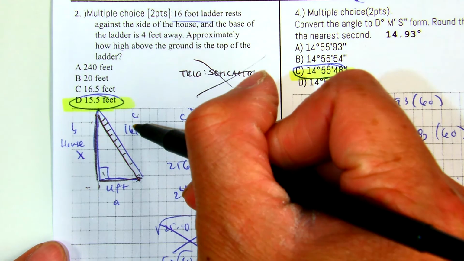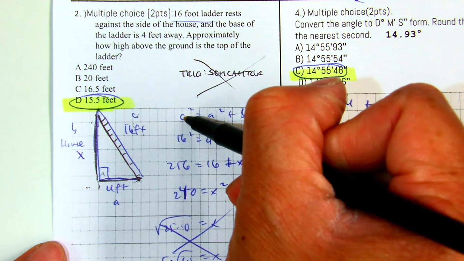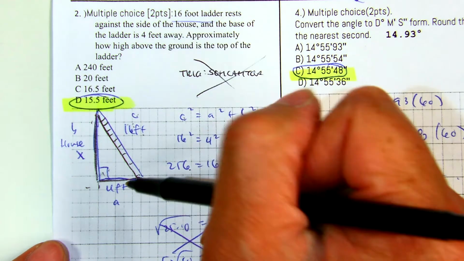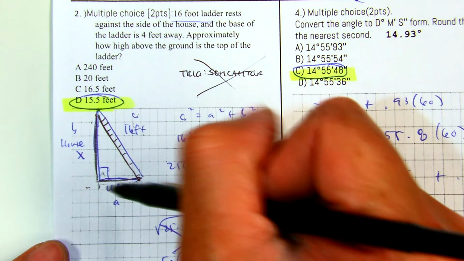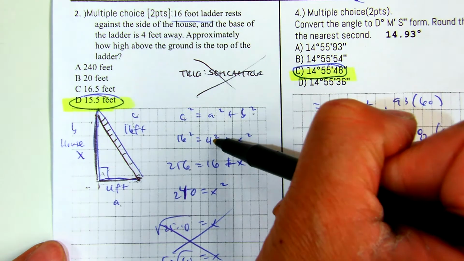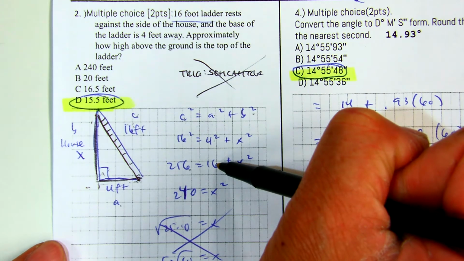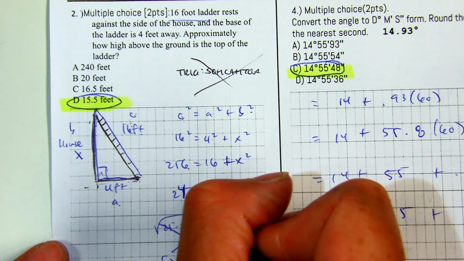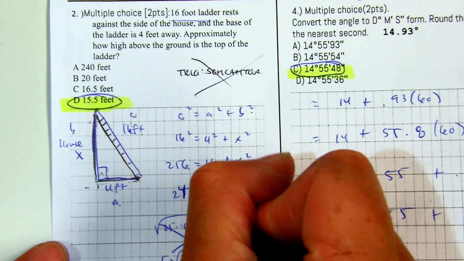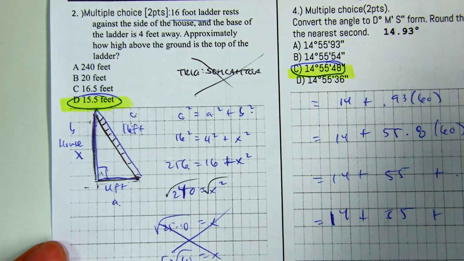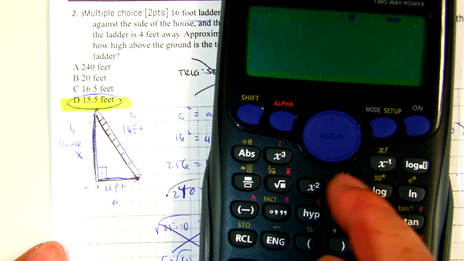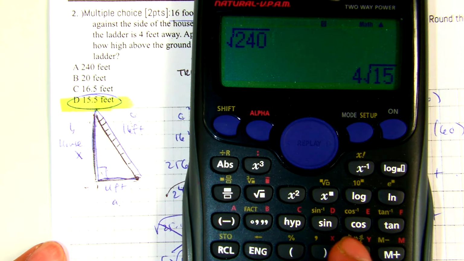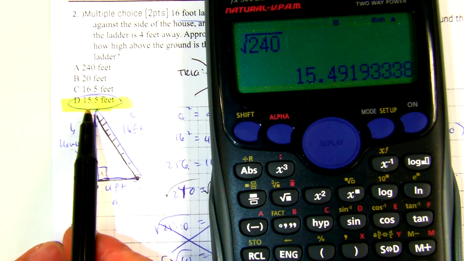The hypotenuse is across the right angle. That's my C value. 16 squared is 256. The base, it doesn't matter A or B, I called it A. 4 squared is 16. If you subtract 16, you get x squared equals 240. And we take the square root of 240. You will get 15.5 feet is your answer.